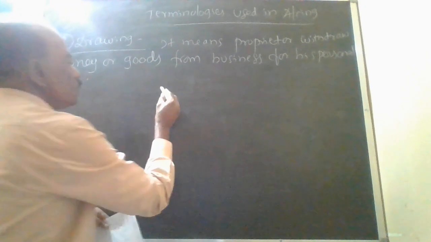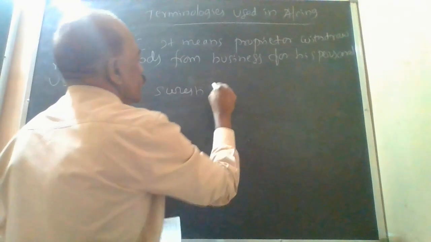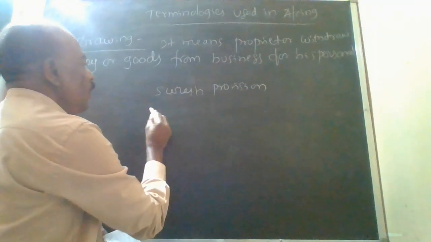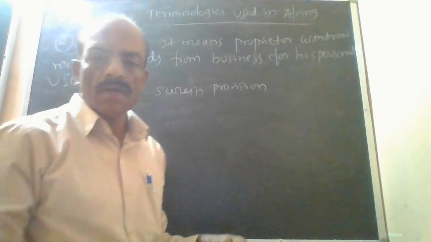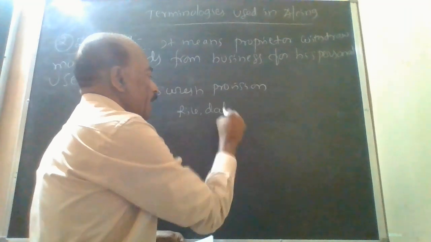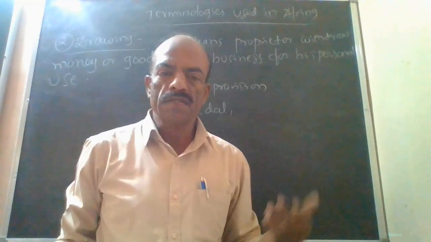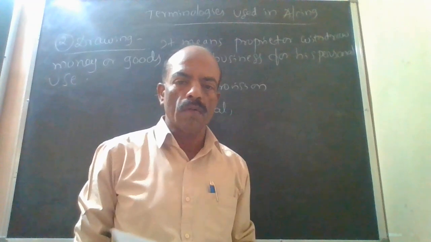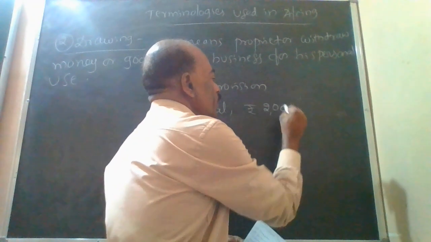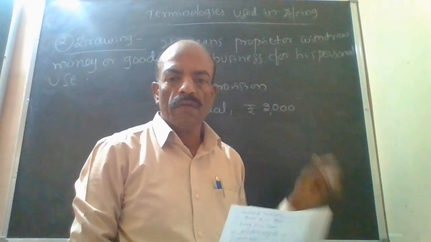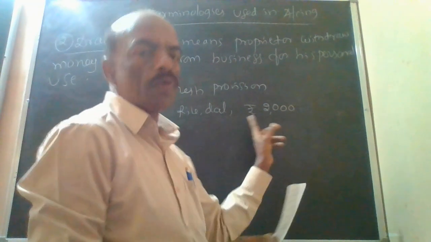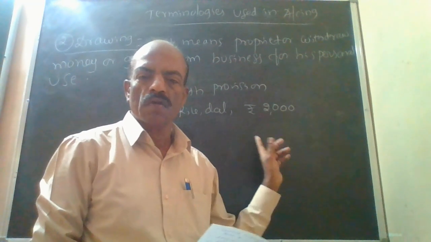For example, Suresh Provision is running the grocery business. For his home purpose, rice, dal, and cereal items are required. He will take 2,000 value of goods from his shop. So this is called what here? Drawing in the form of goods. It is also called drawing only.